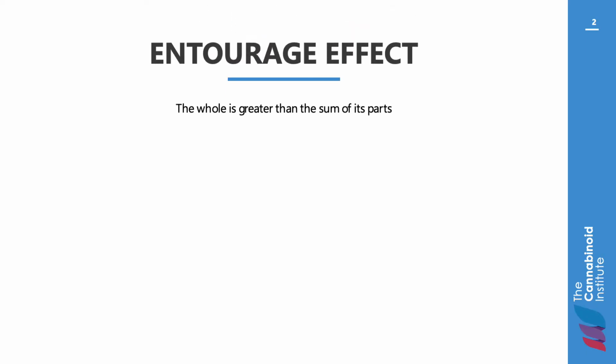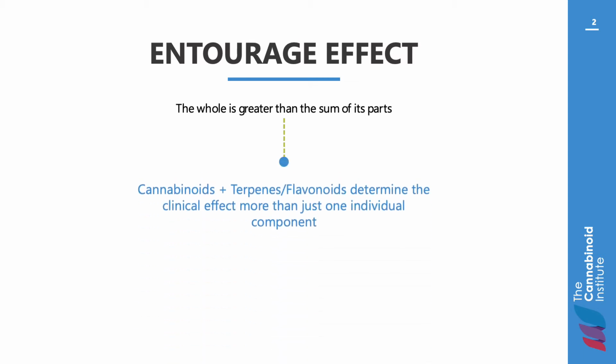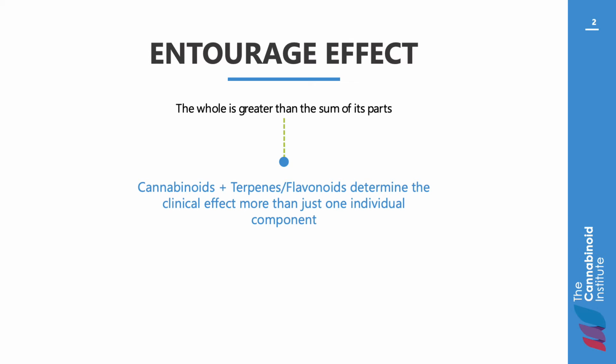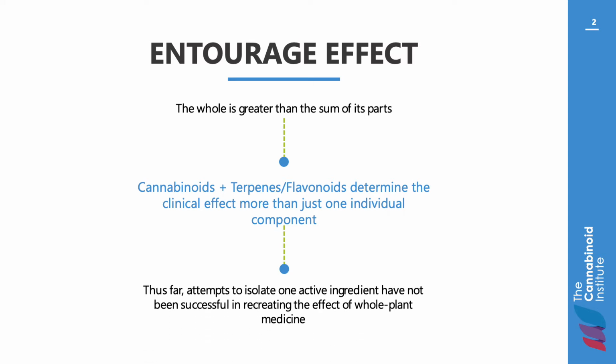As discussed in previous sections, there is much more to the clinical effect of cannabis than THC or CBD alone. The cannabinoids, flavonoids, and terpenes found in cannabis all contribute to the efficacy of the plant. Thus far, attempts to isolate one active ingredient of cannabis have proven unsuccessful in recreating the effect of whole plant medicine. We call this the entourage effect, which is the idea that the combination of cannabinoids, terpenes, flavonoids, and other as yet unidentified compounds within cannabis all contribute to the clinical effect in patients.